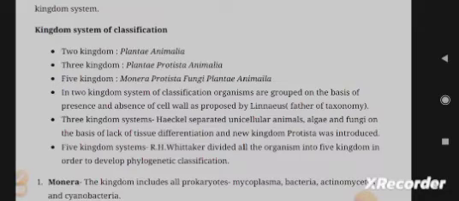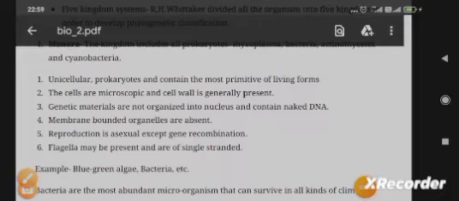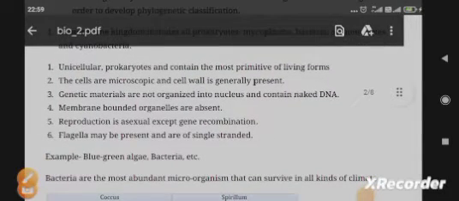Monera are unicellular prokaryotes, and Monera contain the most primitive living forms.